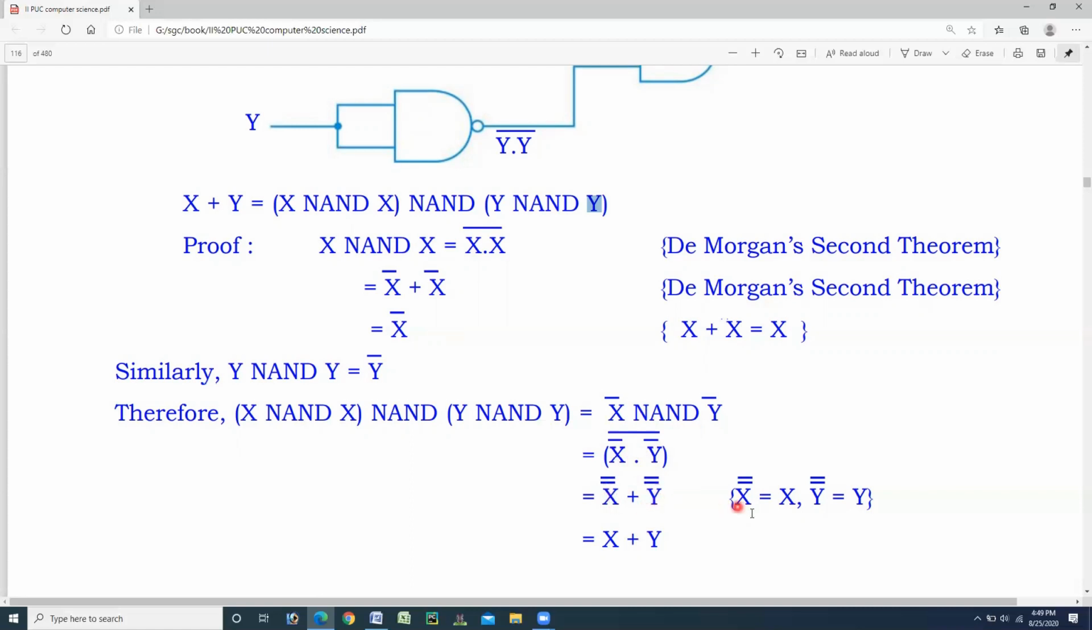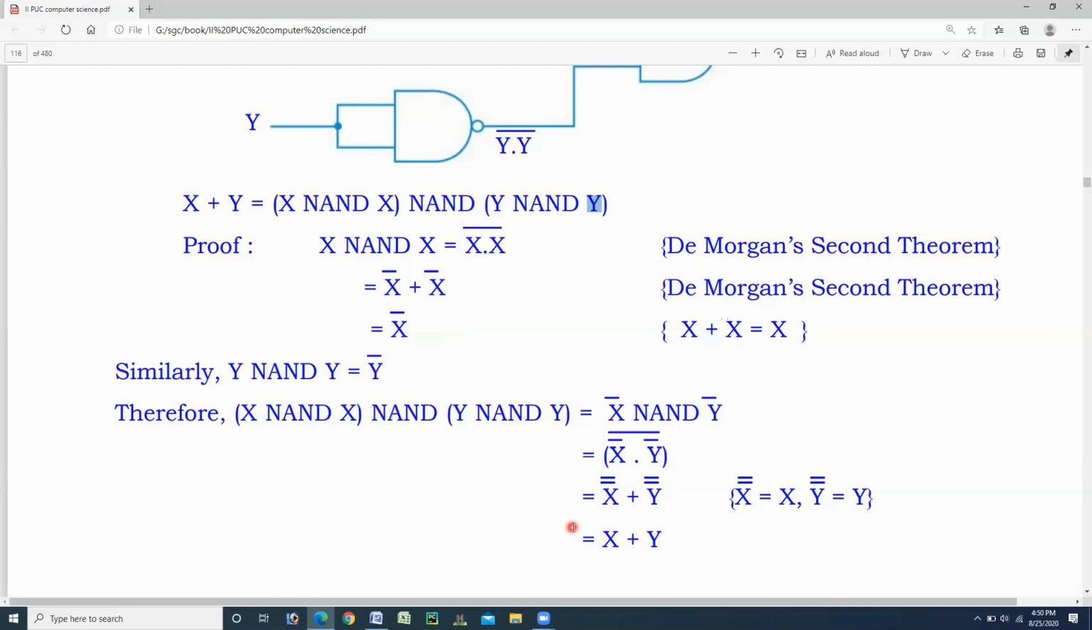Then we know the theorem: X double complement is nothing but X, and Y double complement is nothing but Y. So based on this, you can write X plus Y. The output we are getting is X plus Y. If X and Y are the inputs for two NAND gates, and in the third NAND gate you are getting X plus Y as the output, then the NAND gate is working like an OR gate. That we have realized here.